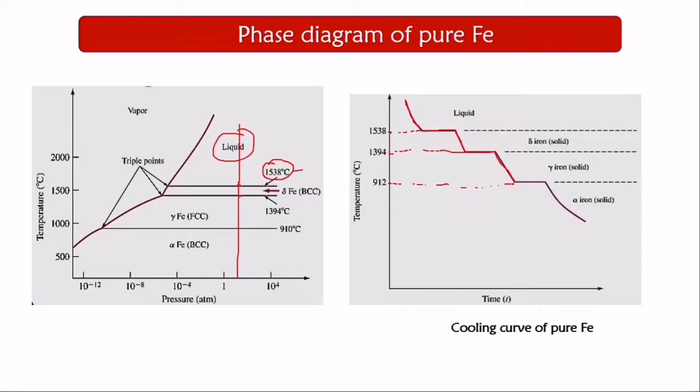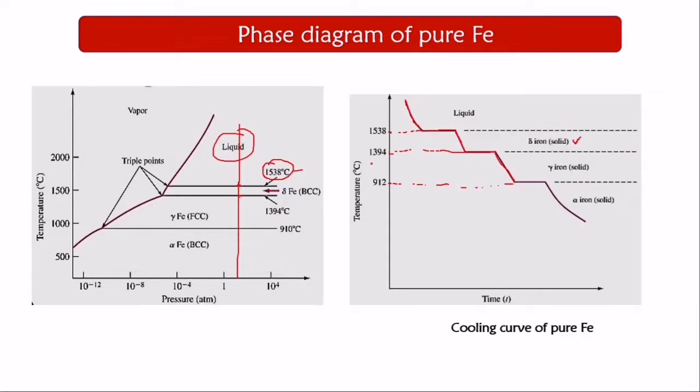Now, when you do that, we have some transformation happening, so you need to indicate the transformation. You can see that this is the liquid phase. So above 1538 degrees, we have the liquid phase. Then it changes and hits here. So between 1538 degrees and 1394 degrees, which iron is formed? The delta iron. So you indicate that the delta iron is formed.